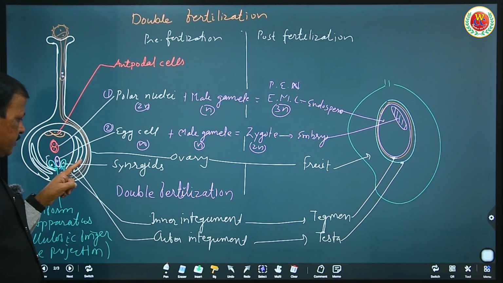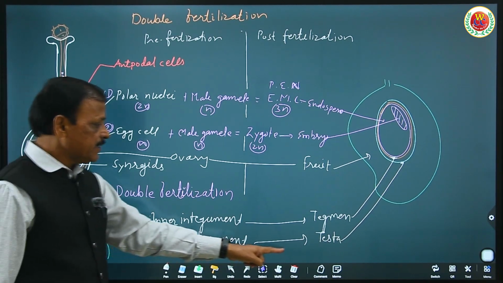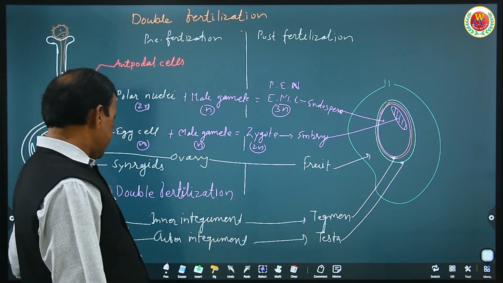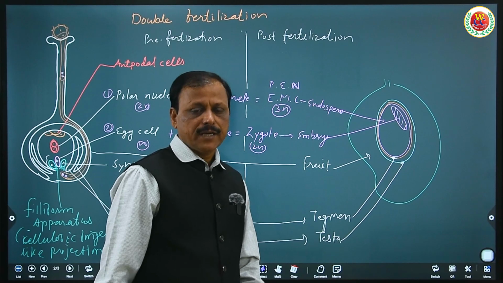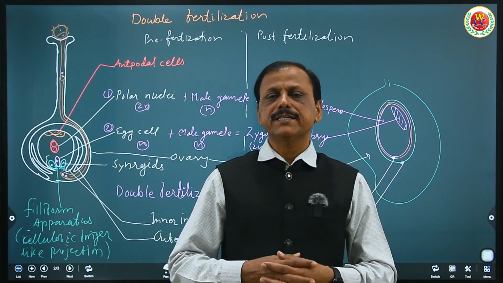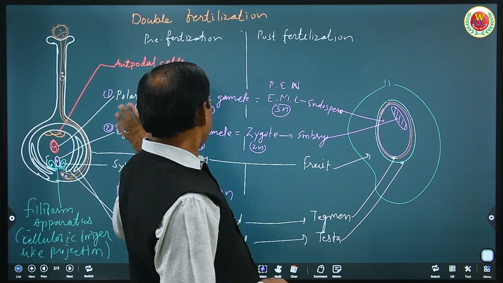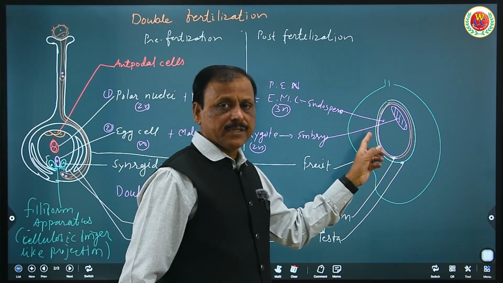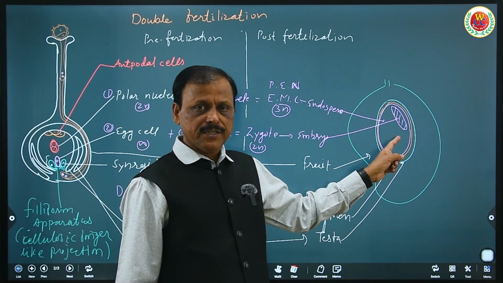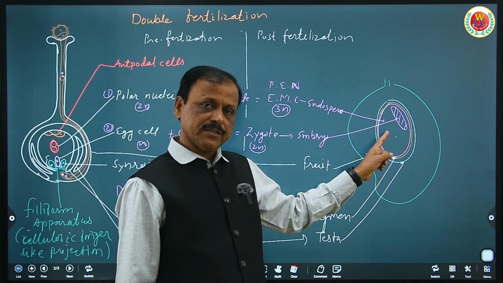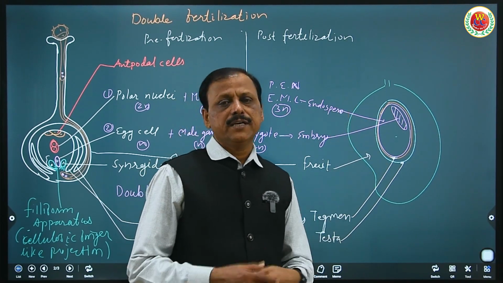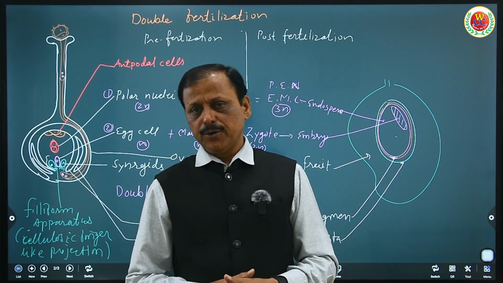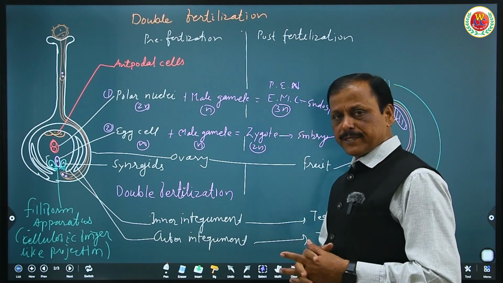So the outer part of the ovule, that is the outer integument, develops into the testa, and the inner integument develops into the tegmen, and thus here the double fertilization is completed, and that flower, the entire reproductive organ, changes into fruit with seed so as to have reproduction. That seed once again germinates and a new plant develops. I hope you did understand what is double fertilization.